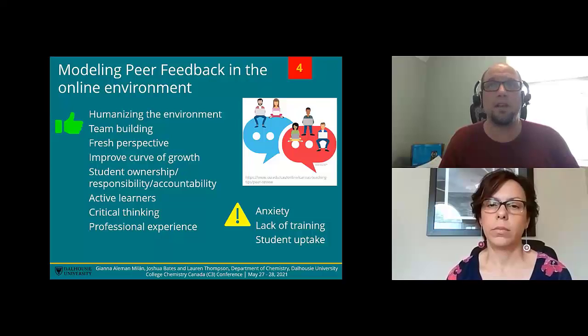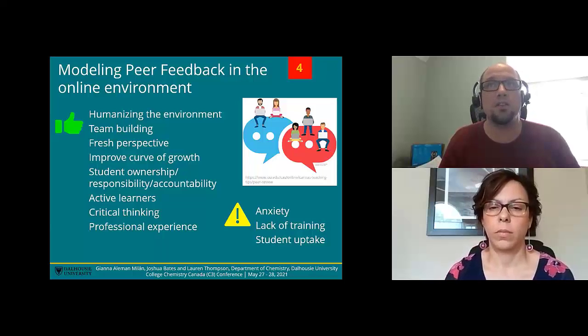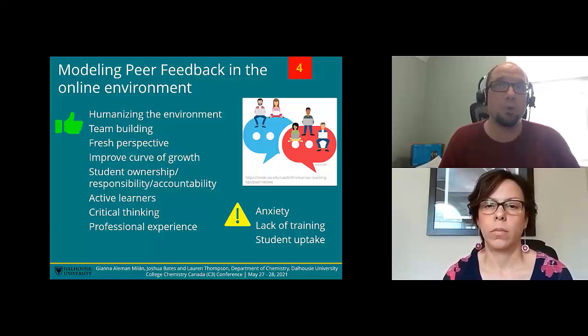In considering peer feedback, when done well, this requires students to really engage with the material, consider different perspectives, offer constructive commentary, and hopefully incorporate new information into their own models of understanding. And very important to the online delivery, this really humanizes the experience.